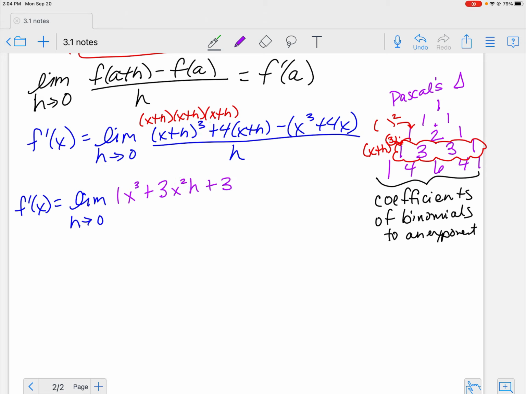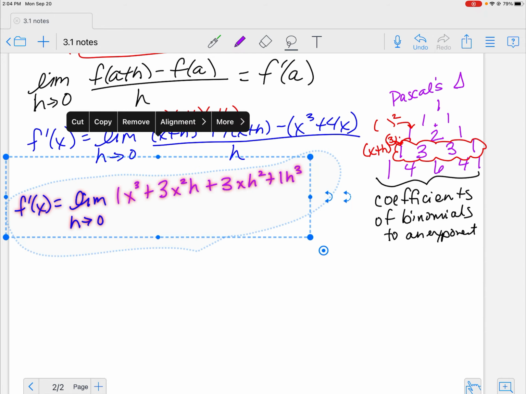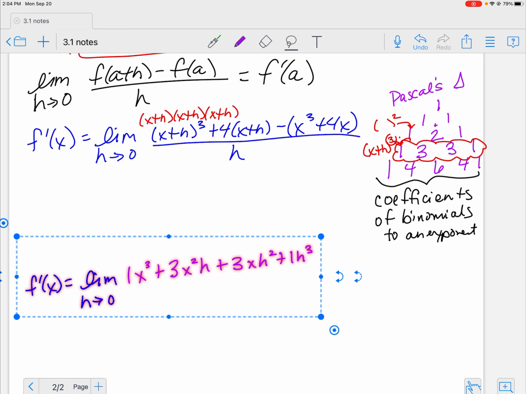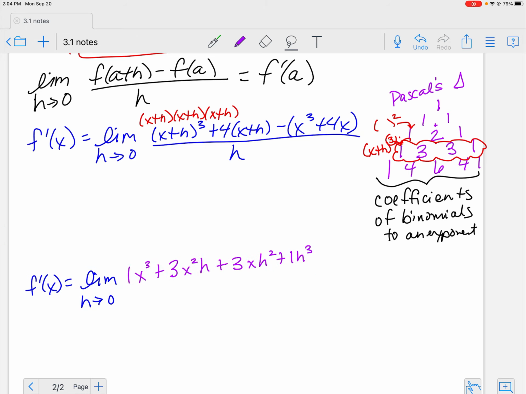Plus 3, right? That's my next coefficient. I'm going to go down in x and pick up another h. Plus my coefficient of 1, and then I go down in x and pick up another h. And there it is. Easy, right? It is. Once you figure out Pascal's triangle, it is really easy how to pull that off. Okay. Now let's do the rest of this.